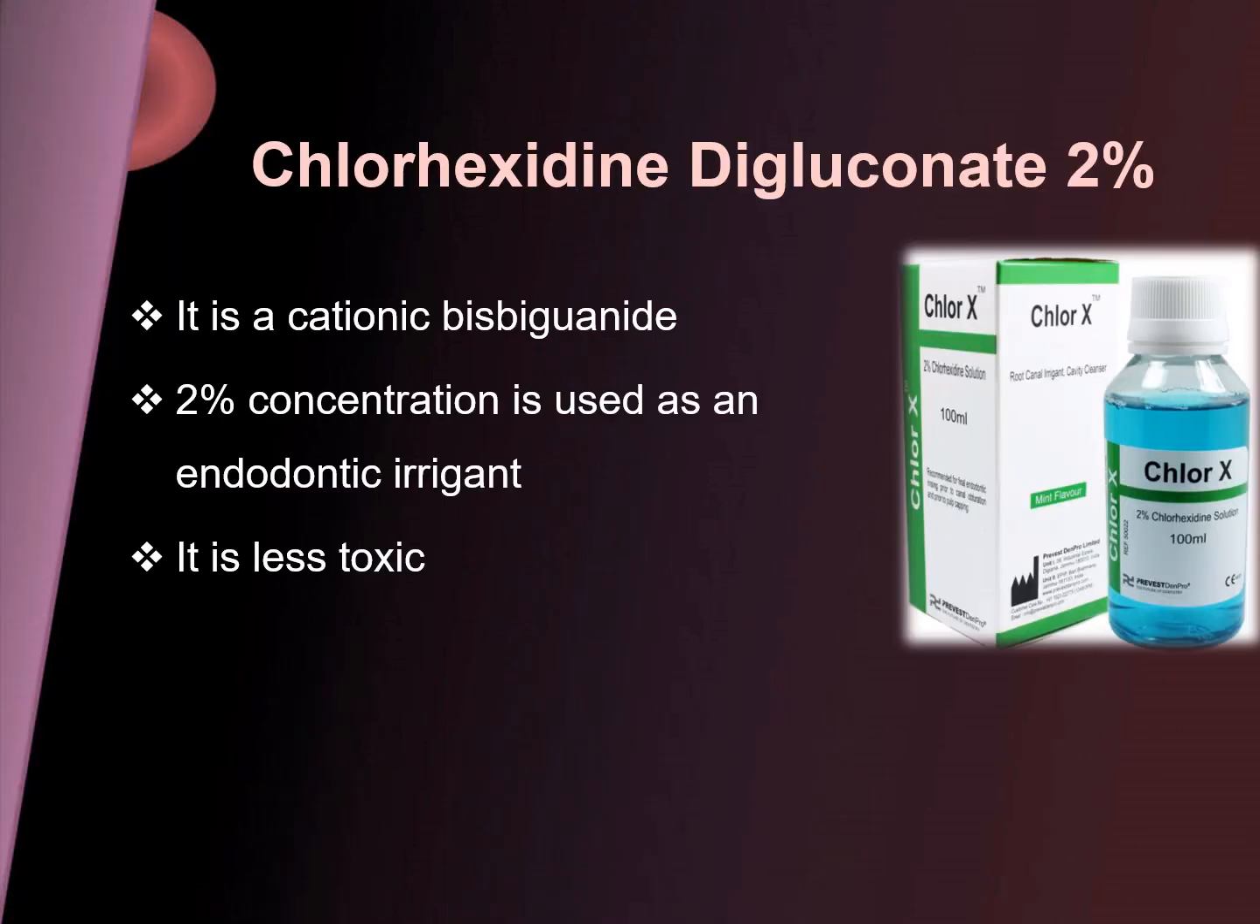Next irrigant is 2% chlorhexidine digluconate. It is a cationic bisbiguanate. It shows optimal antimicrobial action between the pH of 5.5 and 7. 2% concentration is used as an endodontic irrigant. It is less toxic compared to most other root canal irrigants.